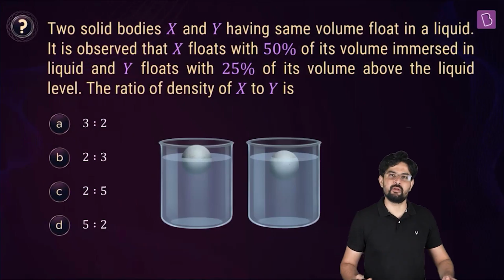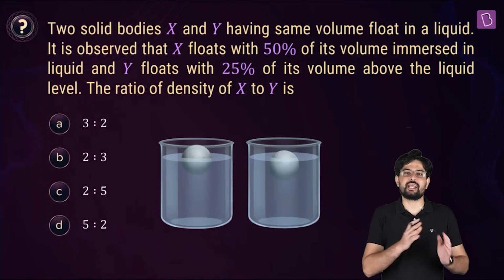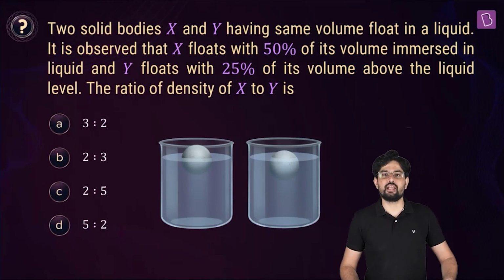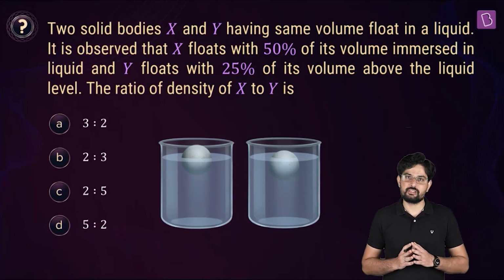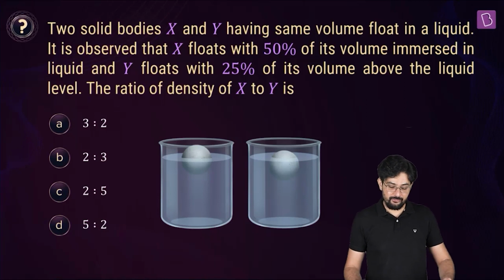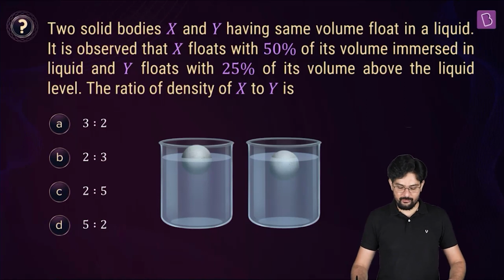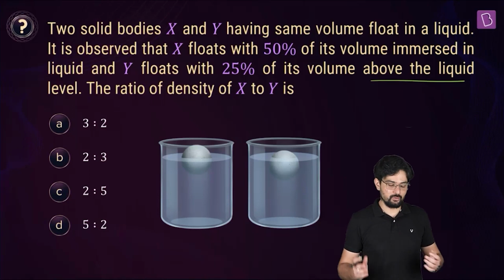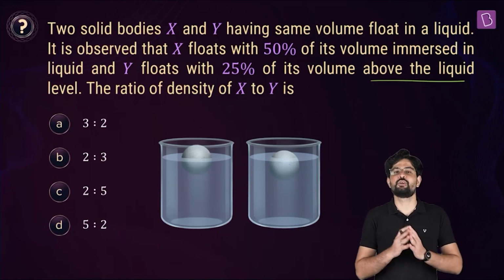Now according to this problem, two solid objects X and Y have the same volume and they float in a liquid like this. It is observed that X floats with 50% of its volume immersed in liquid and Y floats with 25% of its volume above the liquid level. You have to find out the ratio of density of X to Y.